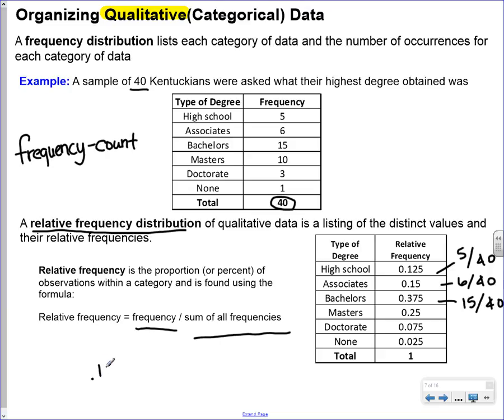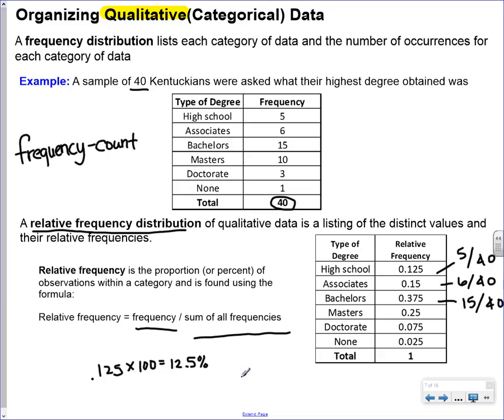So 0.125 times 100. That's how we get things to percentages. And I think we're used to that from our interest section, when we were doing simple interest and compound interest and all that, we did a lot of taking decimals and making them percentages or vice versa. So this would become 12.5%, right? So any of those are okay to use on the relative frequency chart. Okay, you could use the fraction, you can use the decimal, or you can use the percentage.